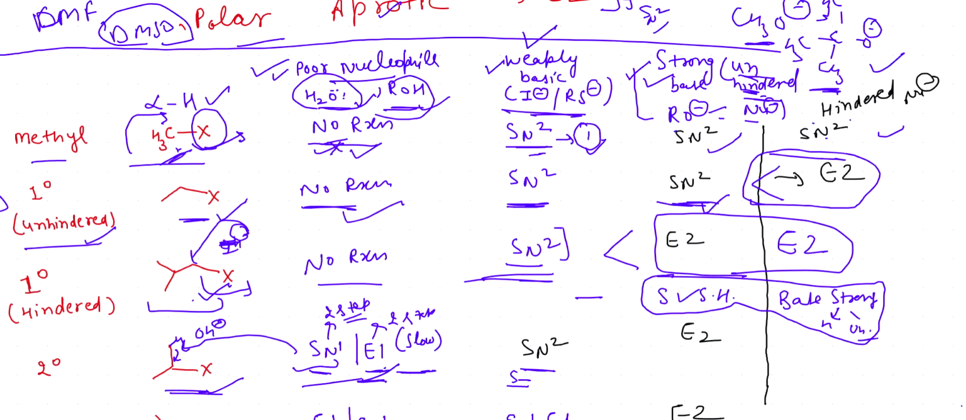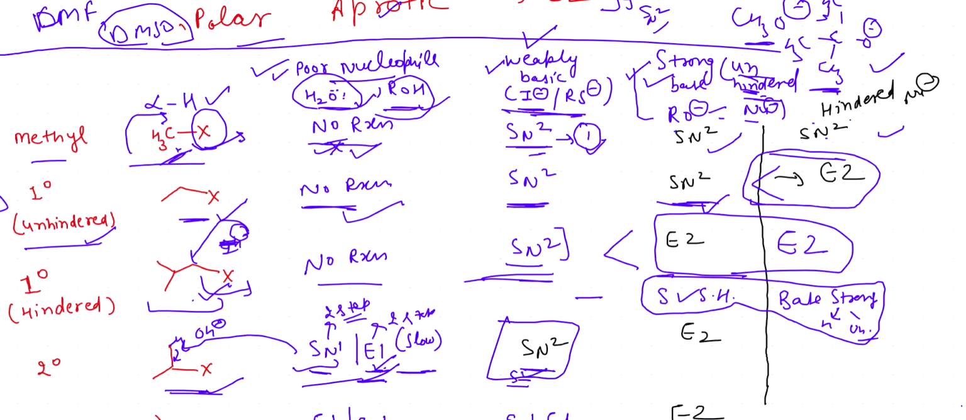If we are using a weak base, it can also undergo E1 reaction, because in E1 there is first of all removal of the leaving group. Then the nucleophile or base will attack on the hydrogen. But here there is no such base. Here the base is acting as a nucleophile. It is not abstracting any hydrogen. So it will proceed via the SN2 mechanism.